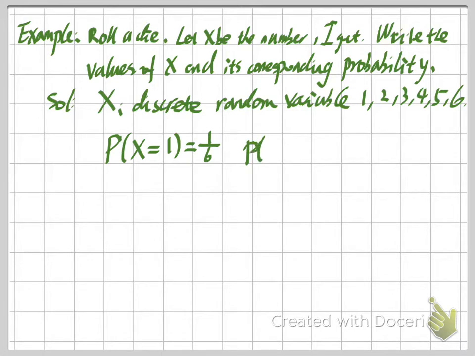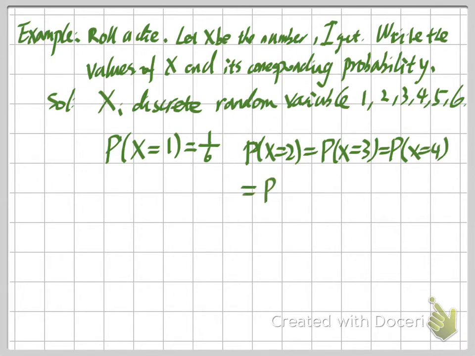So it's like the probability X equals 2, or, because this is an equally likely event, actually for all of the others we can have them equal each other, and all of them are equal to 1/6. Okay, so this is an example of a discrete random variable.